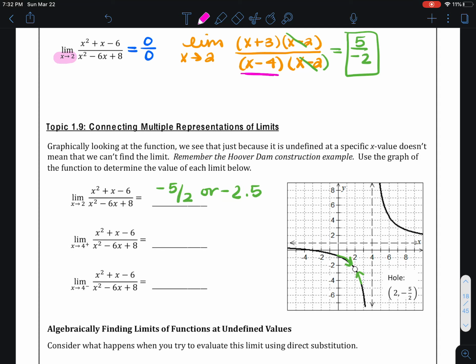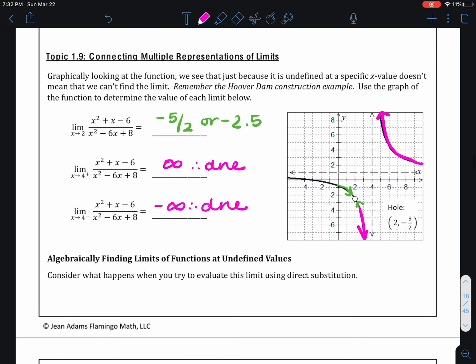And to the right of that function, so if we approach 4 to the right, we're going to the sky. So we got infinity, therefore DNE. To the left of the function, or going this way, we see negative infinity, therefore DNE.